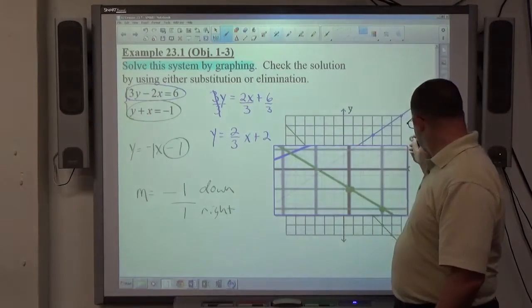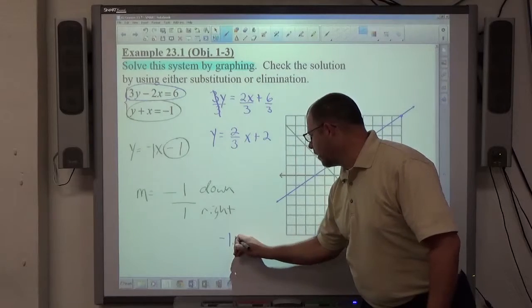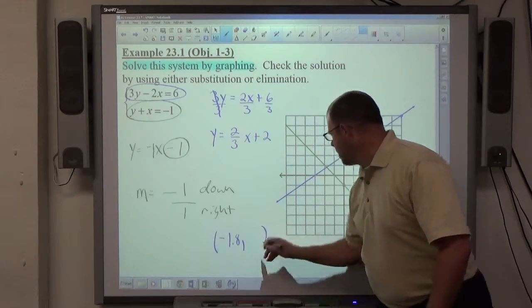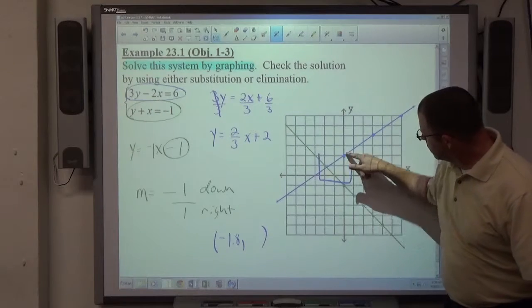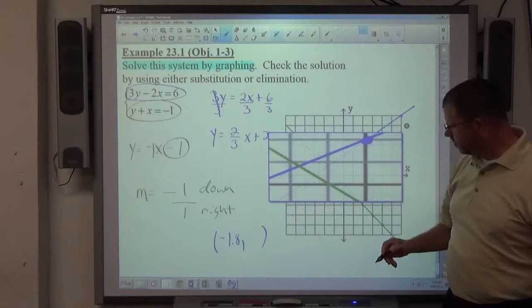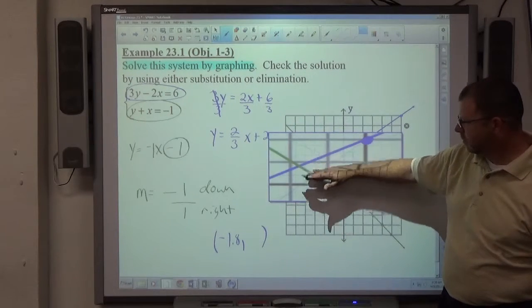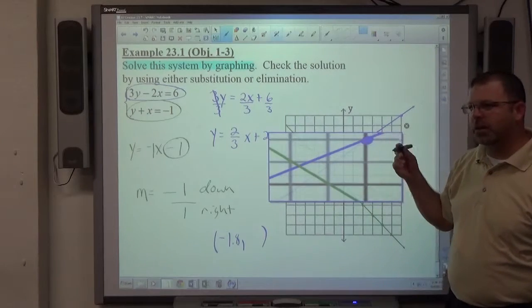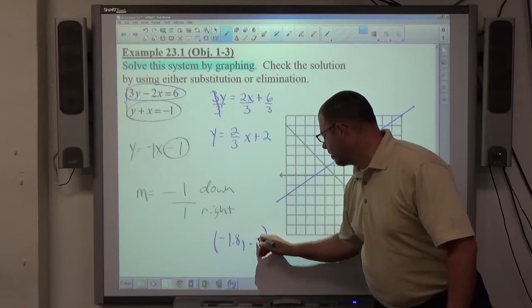Oh, I guess we can't write and have that at the same time. Negative 1.8 for x. And then looking at it again, what do you think the y is? Right here is 0, right here is 1. 0.8, 0.9, somewhere in there. All right, let's just say 0.9. It looks closer to 0.9 to me.